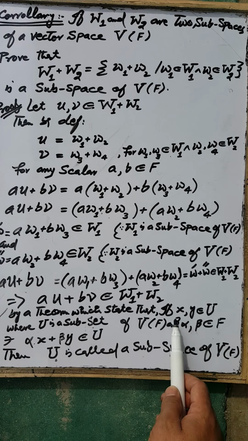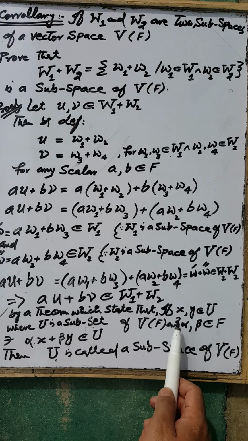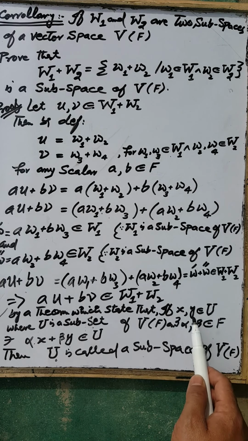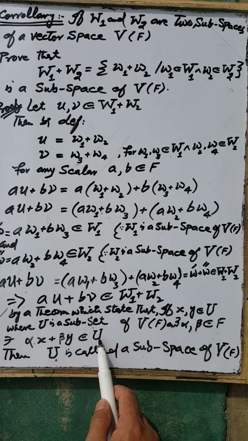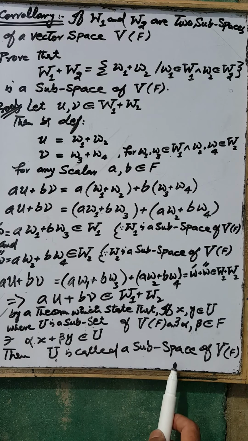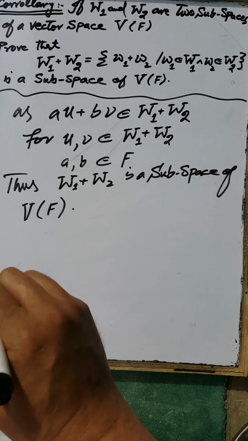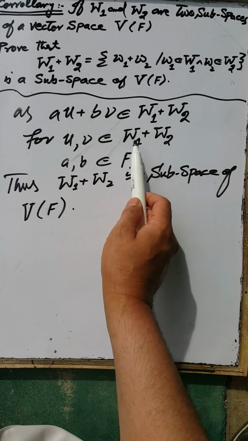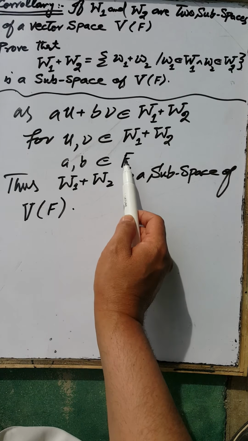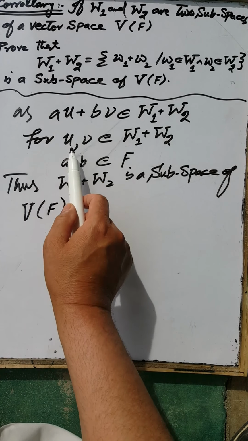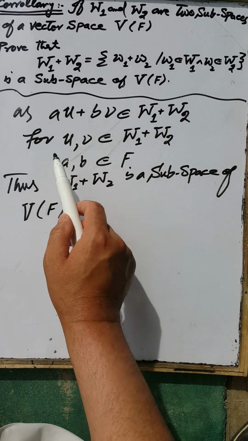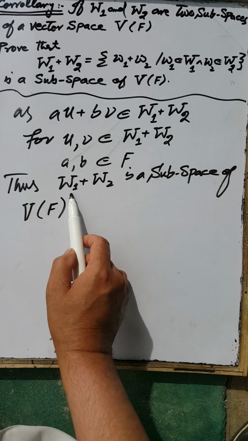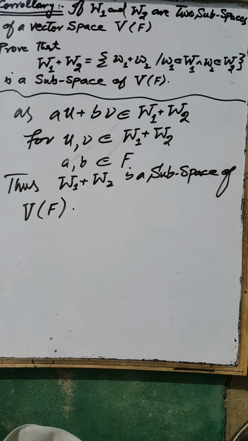Now, by a theorem we state that if U is a subset of the vector space V over the field F, and for any two elements of U the sum of the product of the elements of U with the field elements again belongs to U, then this subset U is called a subspace of the vector space V. Thus, as calculated, for any two elements U and V belonging to W1 + W2, and a and b any two scalars, the sum of the product of the elements of W1 + W2 with the scalars belongs to W1 + W2. Therefore, by the above theorem, we can conclude that W1 + W2 is a subspace of the vector space V over the field F.